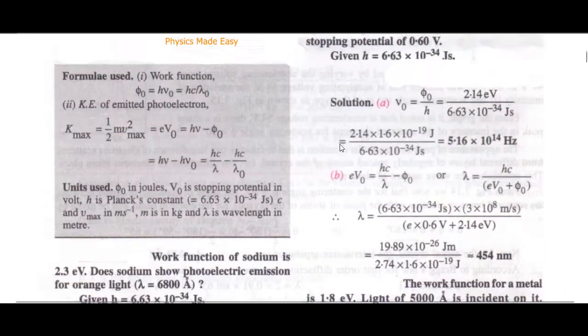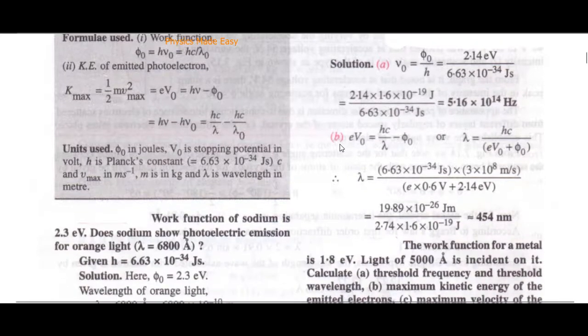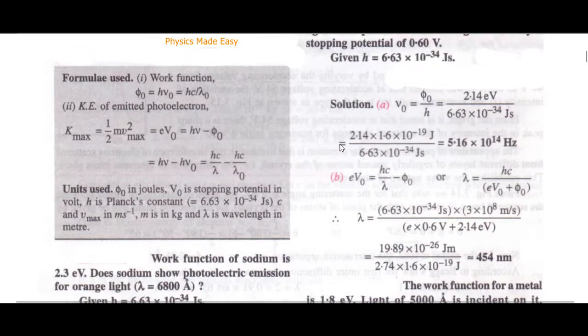Welcome to Physics Made Easy channel, and now we shall be solving problems on dual nature of radiation and matter. I will be starting with some shortcuts for solving numerical problems, and also the pitfalls. This part is important, but we will practice some typical MCQs from this part.